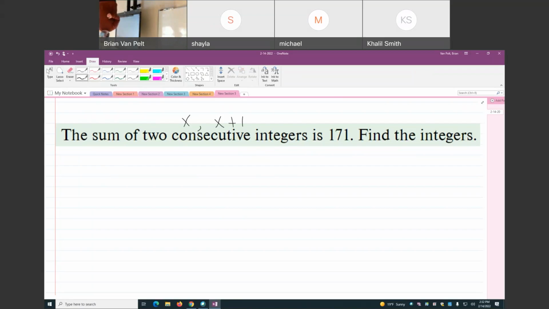Aren't those two integers in a row? Not one, and then add 1 to get to the next one. That's basic, right? So those are my two integers. So it says the sum of those two things is 171. So how do I set up an equation?